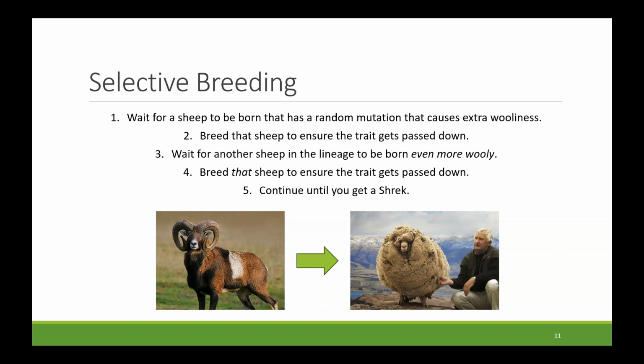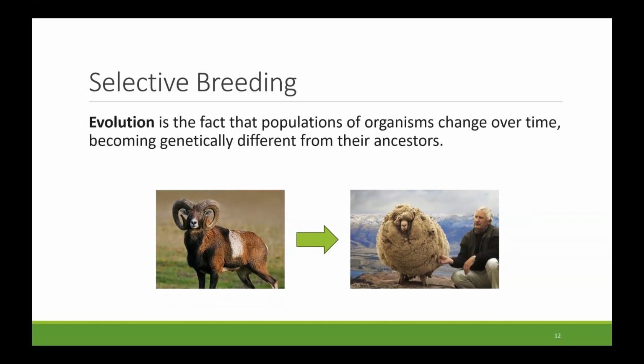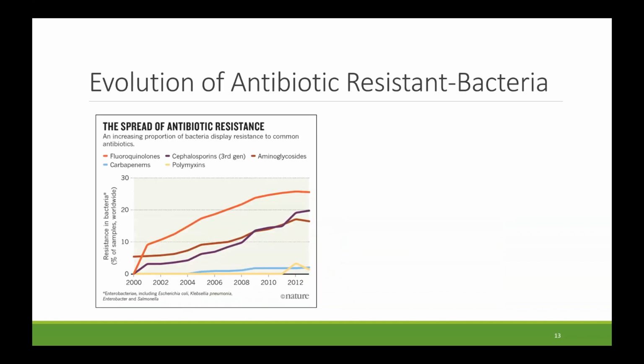So hopefully this gives you an idea of how we can see evolution taking place. We can see how populations of organisms change over time, becoming genetically different from their ancestors. And we don't just see this happening in our friendly domesticated animals. Another place where we can see evolution happening is in our enemies, infectious microorganisms.